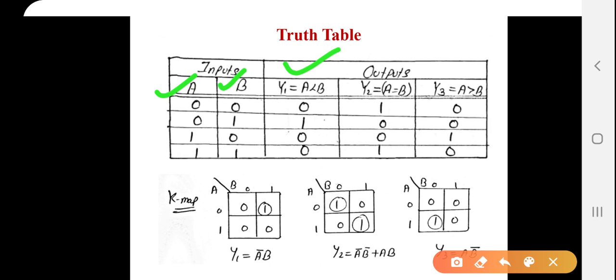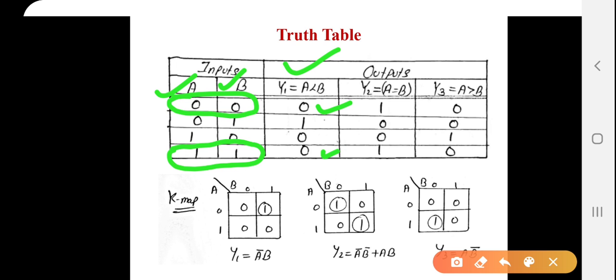So A is less than B. As you can see, for these two values, since both values are equal, we are getting 0 as output. Why? Because our condition was A less than B, but these values are not less than each other. In fact, these values are equal to each other. That's why we are producing 0 output corresponding to these values.